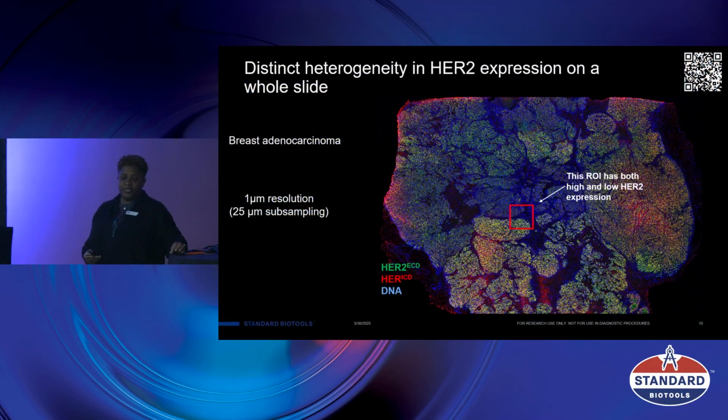So if we go a little bit deeper into the HER2 expression study, we can see with this image, taken on our current generation, the XTI, at 1 micron with 25 micron subsampling. When you look at this whole tissue, you can see there's variable expression of HER2, and right here at the ROI it's variable as well.